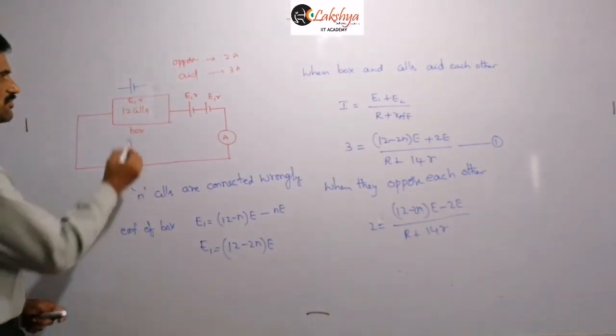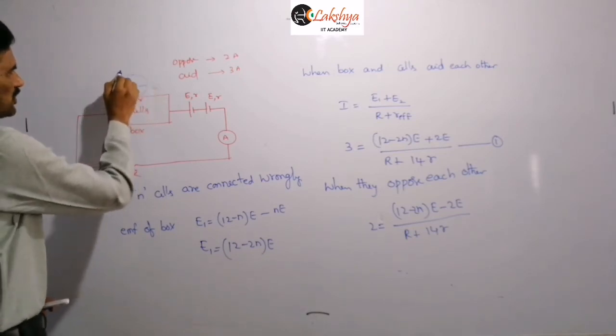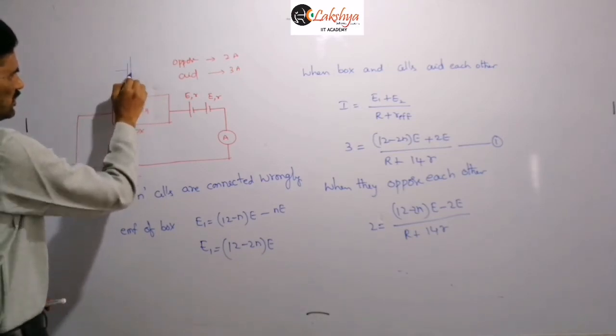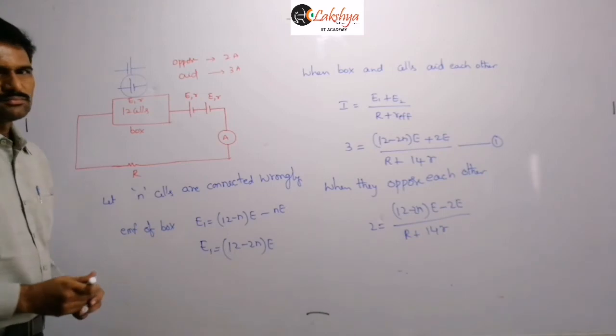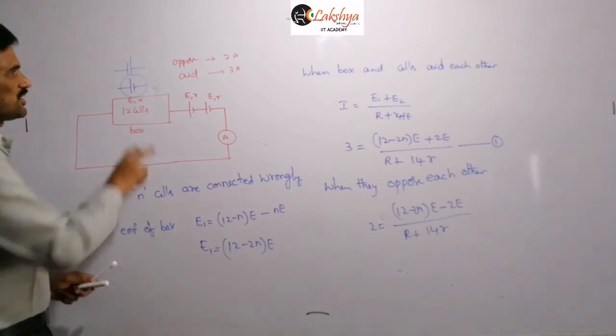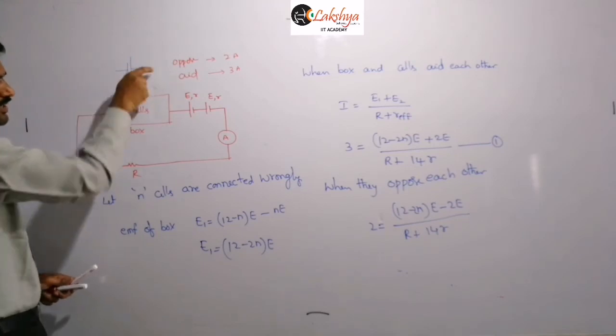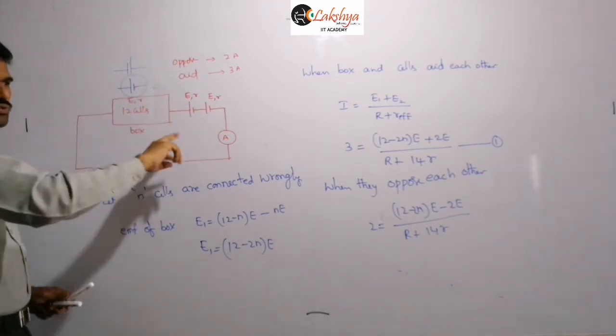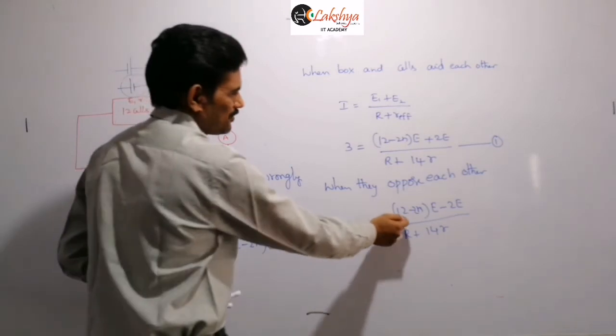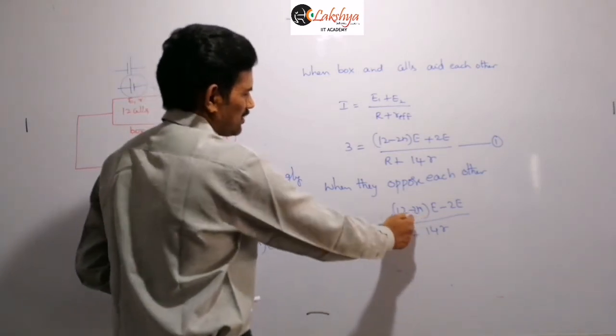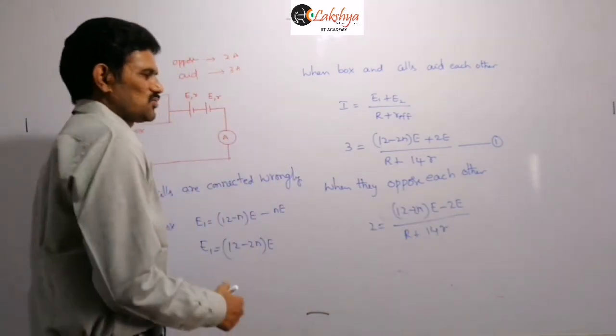Opposing each other means we are getting the effective resistance of this combination, we are connecting like this, right? If the positive terminal of the combination is like this, then the box EMF will be like this and the cells' EMF will be like this. So they are opposing each other, and we need to subtract those two values here. This is the EMF of the box and the EMF of the remaining two cells.